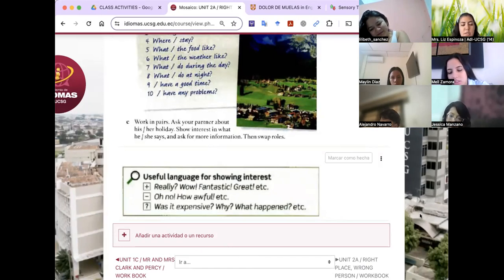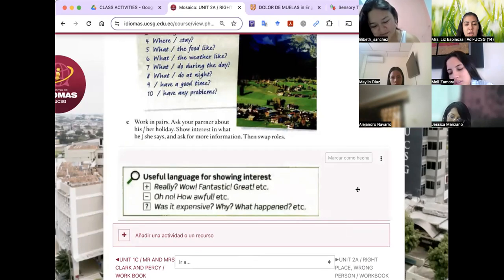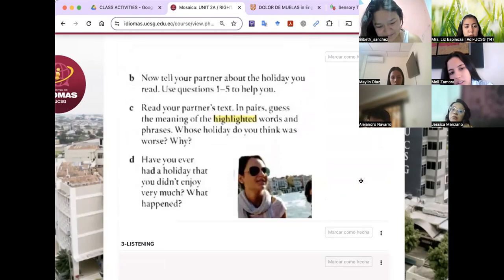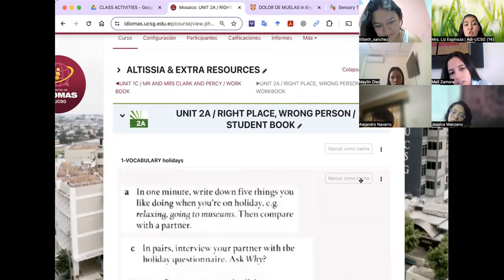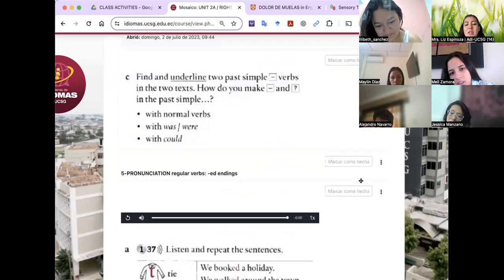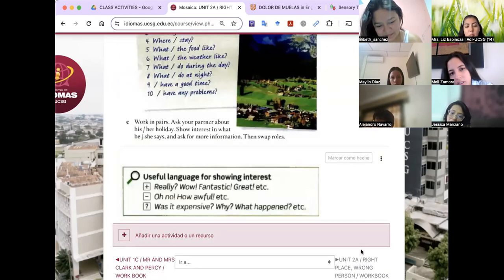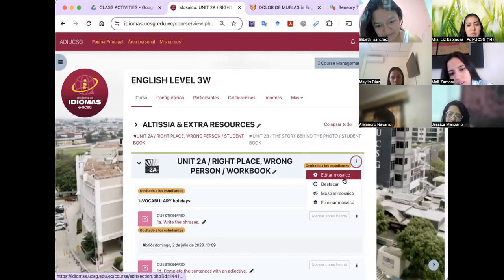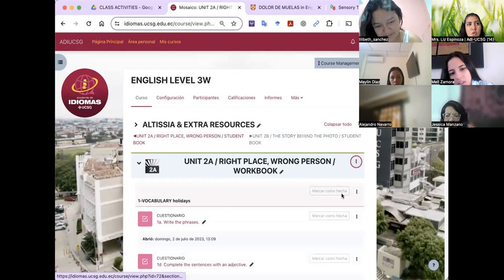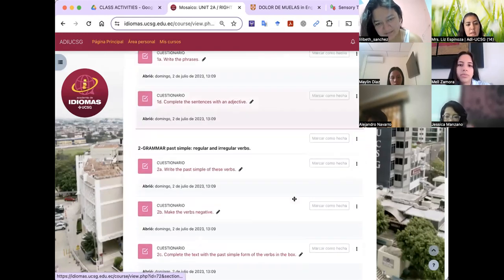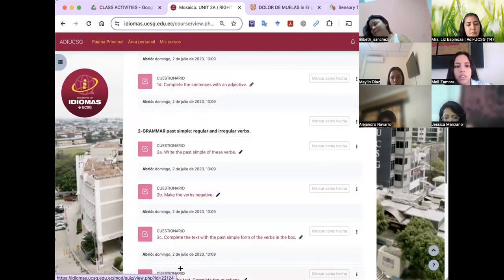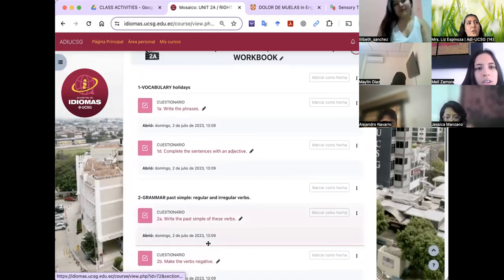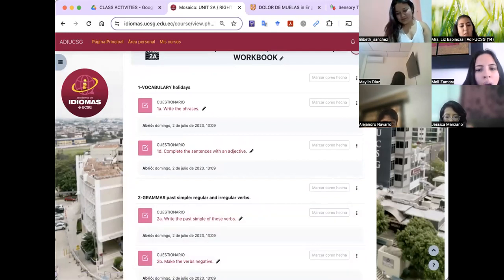And we are going to skip that. So if you checked, we have finished all the activities of 2C, the student book. I'm going to open the 2C workbook because I think we only did 2 or 3 activities, no more. Okay?